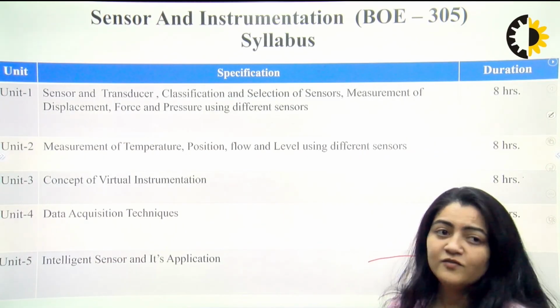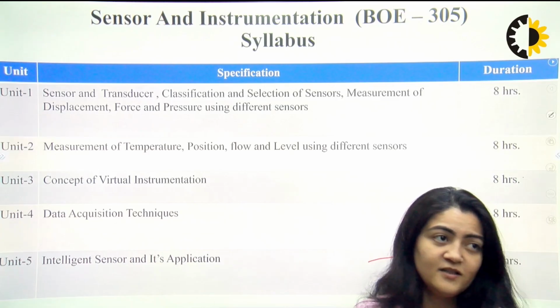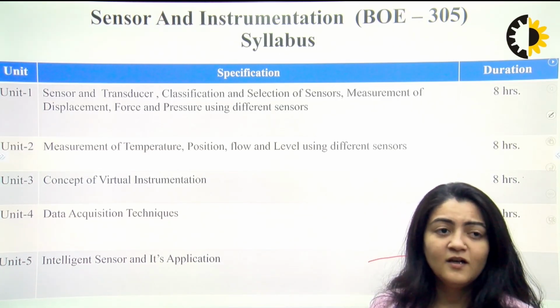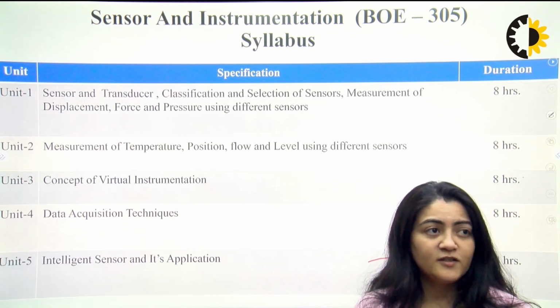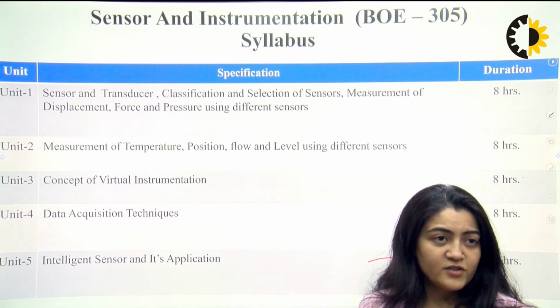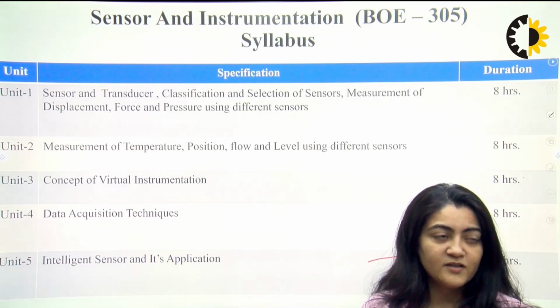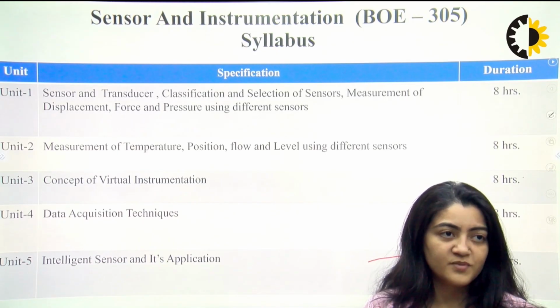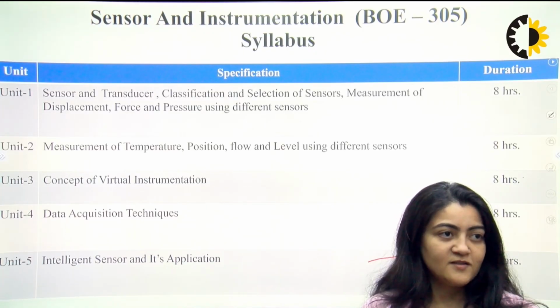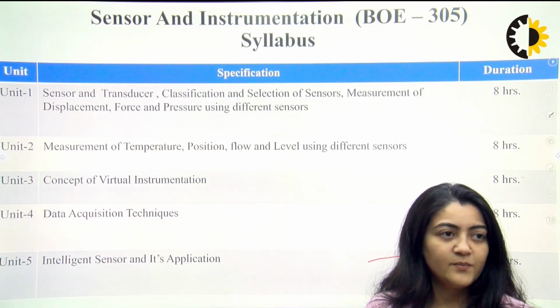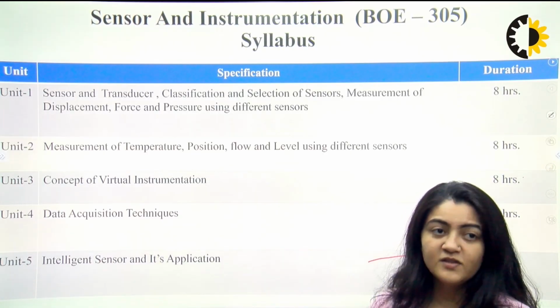First, let's see what we have in this series. First, we see how sensors and transducers are different and what they are. Then we will see how we classify the sensors, and how we measure displacement, force, and pressure with different sensors. Then we see the measurement of temperature, position, flow, and level using different sensors.